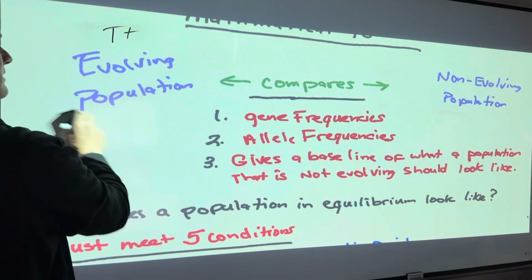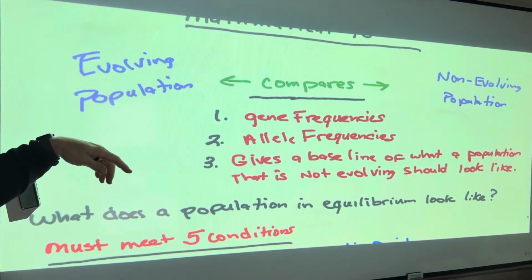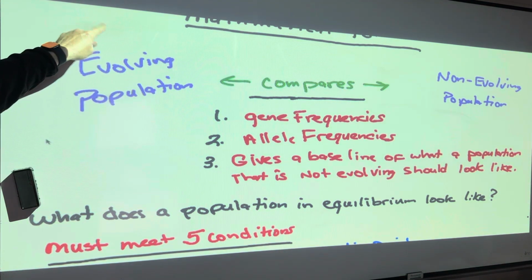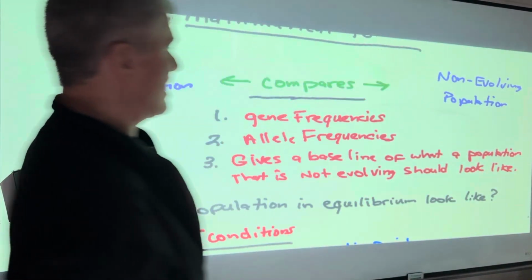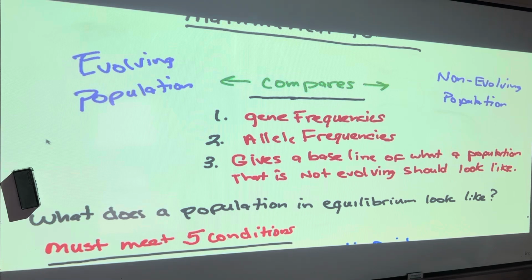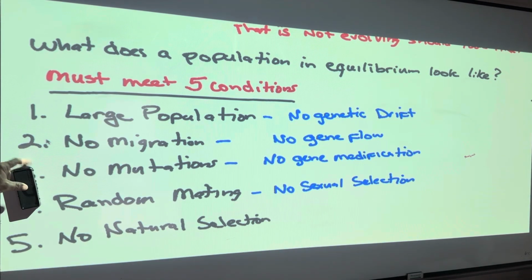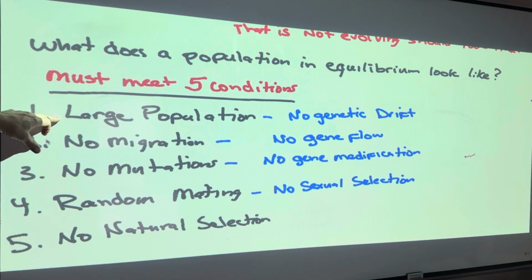Okay. Now, again, it gives a baseline of what a population that's not evolving should look like compared to one that is evolving. So remember, if it doesn't match, it's evolving. If it does, then it's a non-evolving population. And so what does a population in equilibrium, or one that's not evolving, look like? Well, here are 5 things. You got to see it in your POGL. 5 conditions must be met, and it's very hard to meet these 5.